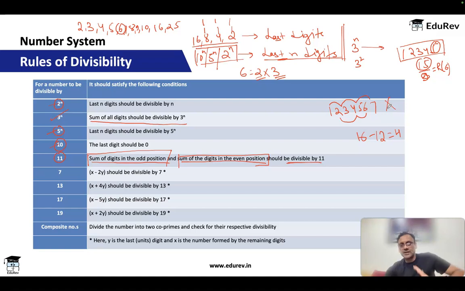So the rule for 11 is very simple. Then we have the rule for the remaining numbers, which are 7, 13, 17 and 19.